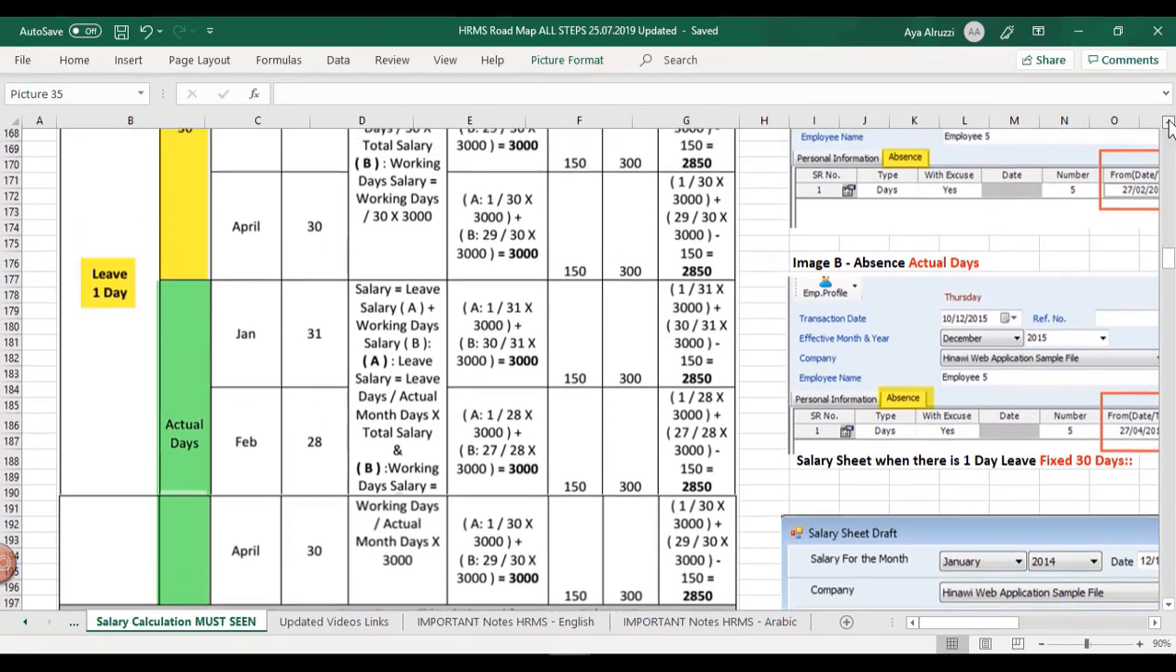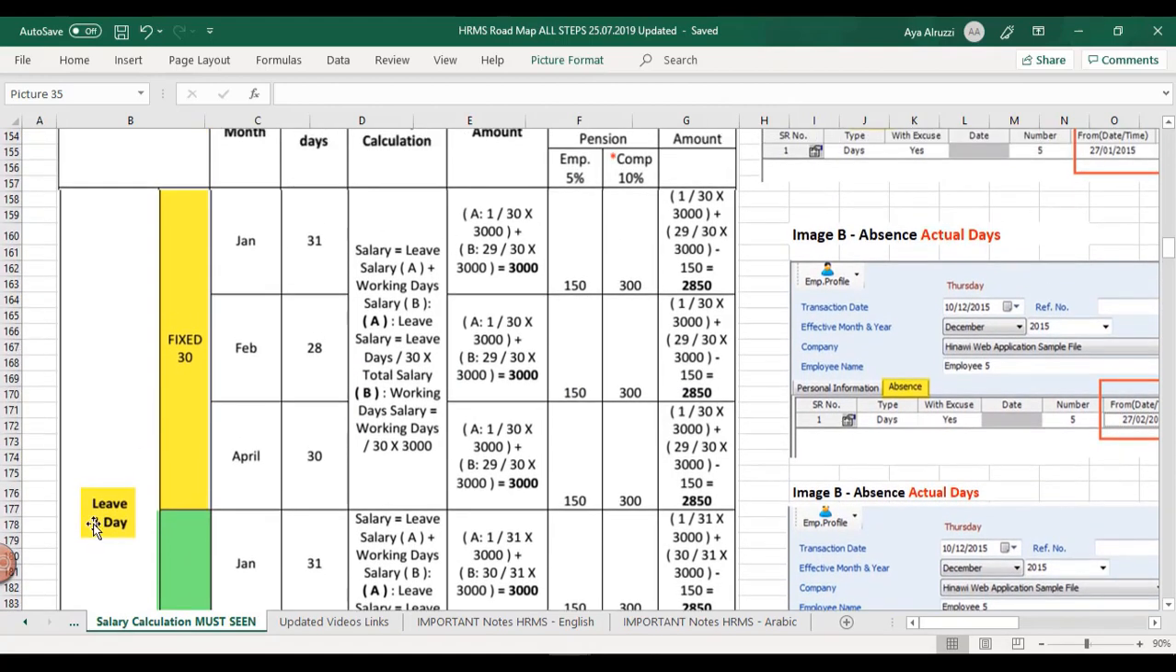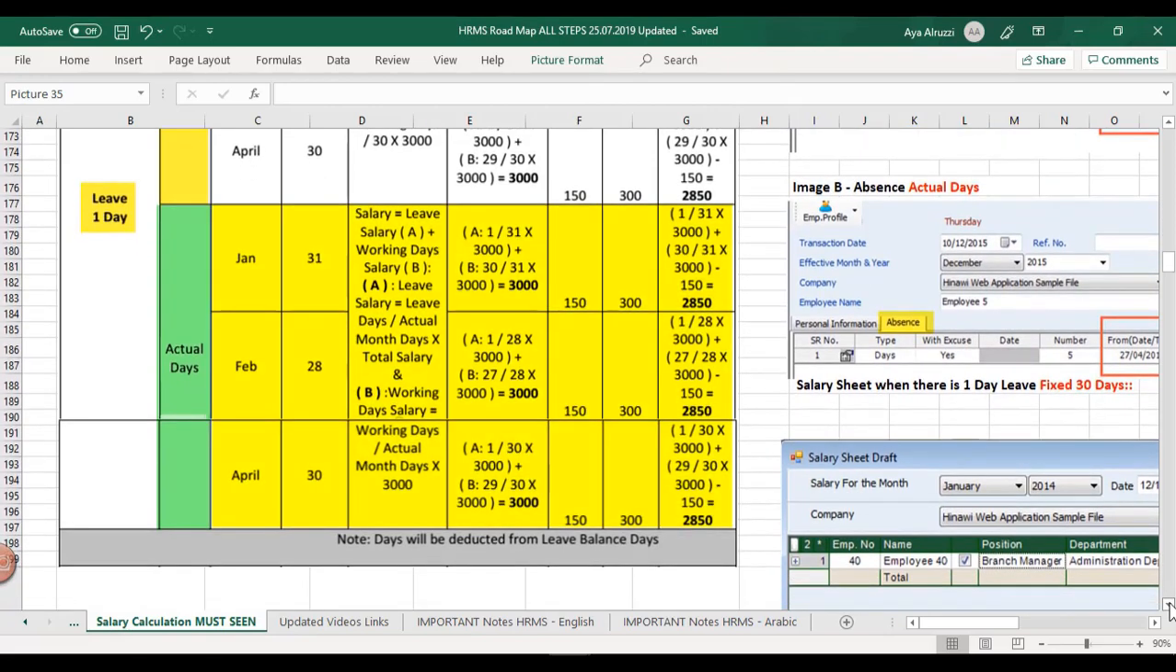Now let's see when there is 1 day of leave taken for actual month days. In this case, it will be a little bit more complicated than the fixed 30 days, since now we're talking about each month differently. So they will not all be considered the same number of days. Each one is different. And before I get into the calculation, notice this note says that the days will be deducted from the leave balance days. The days will be deducted from the balance, and the amount is deducted from here.